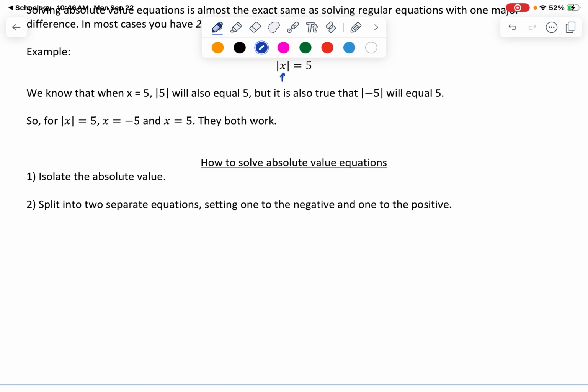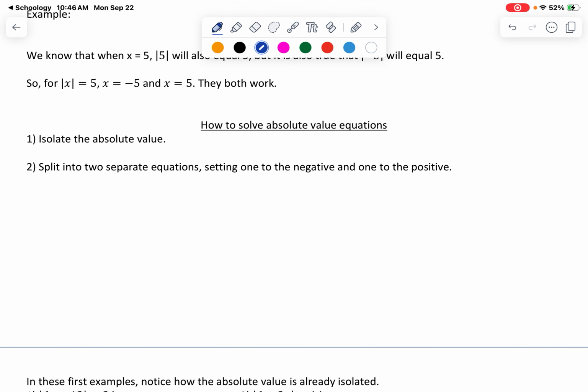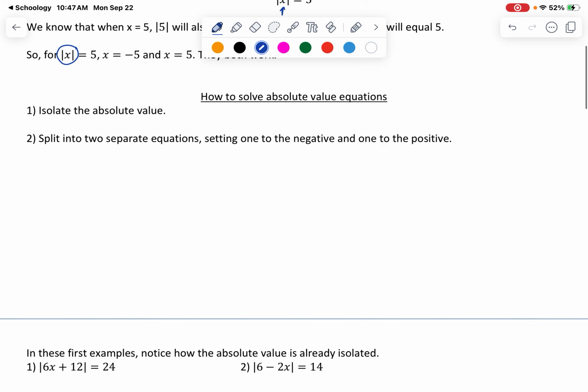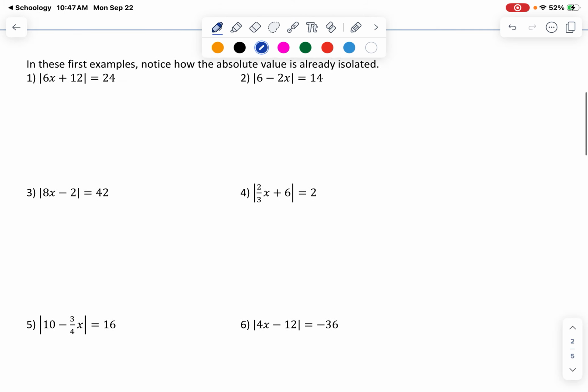So how do we solve an absolute value equation? We have to isolate the absolute value. On one side of the equation, you have to get the absolute value by itself, and then split it into two separate equations, setting one equal to the positive solution it started off with, and the other equal to the opposite of that answer. For example, let's look at all of these. In these first examples, notice how the absolute value is already isolated. It doesn't matter if it's on the left or right. The absolute value is already by itself, so we're ready to solve these.